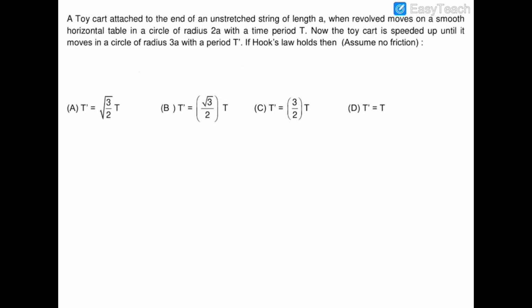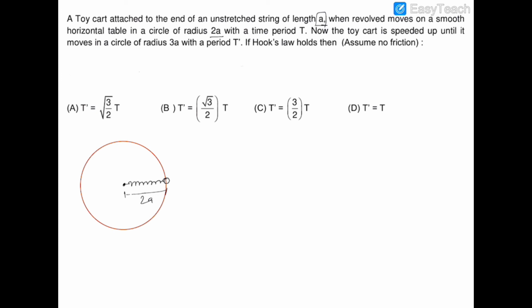In this question, it is given that there is a toy car which is initially rotating in a circle of radius 2a, but it is also given that it was initially attached with an elastic string of length a, whose length becomes 2a when it is being rotated due to the centrifugal force.